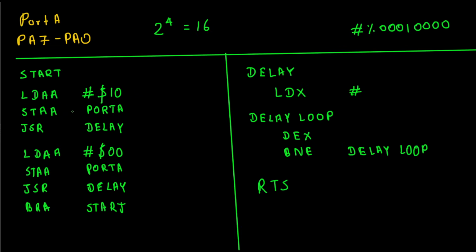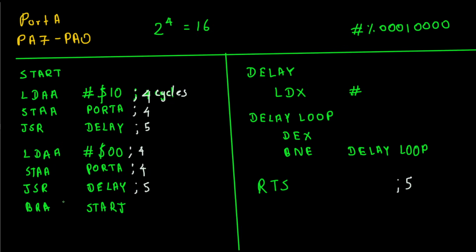Loading into accumulator array, storing accumulator array, both of them take 4 cycles. I use the comment to explain that. 4 cycles. Let me use a different color. Loading and storing, 4 cycles. And if you look at the subroutine, most of them are just 5 cycles. So this is 5, jump to subroutine is 5, and return from subroutine is also 5.